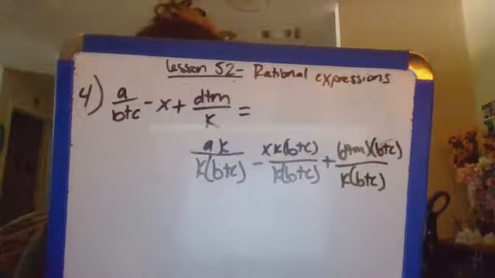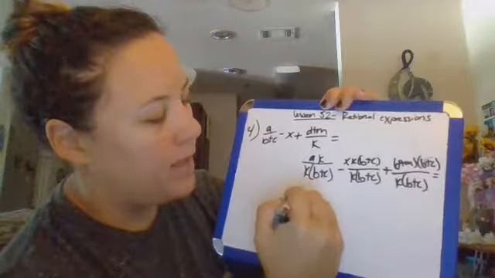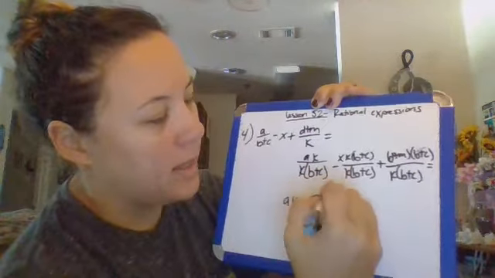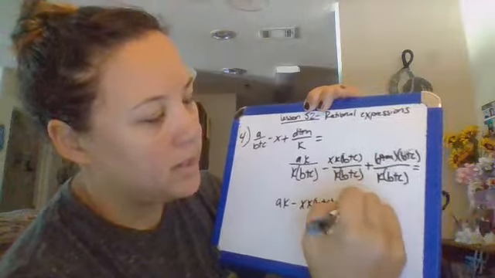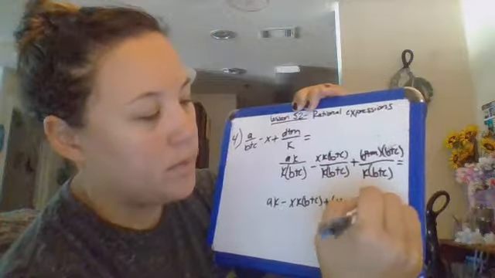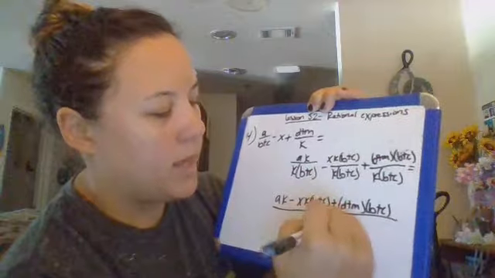Right, and then we solve it. All we do is push it all together. So we have AK minus XK(B plus C) plus (D plus M)(B plus C) all over K(B plus C).